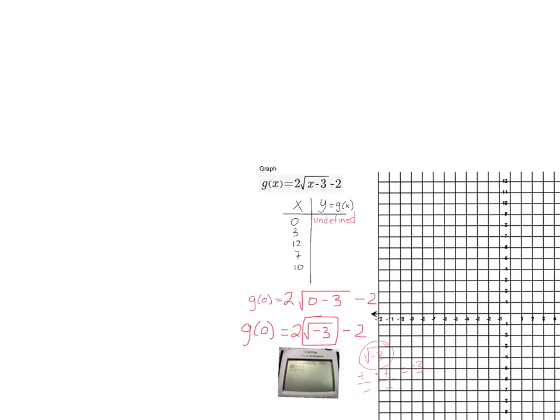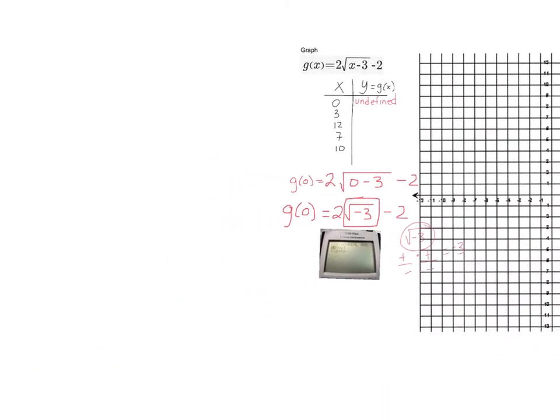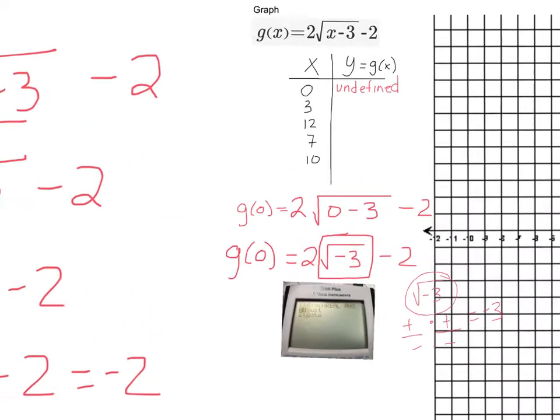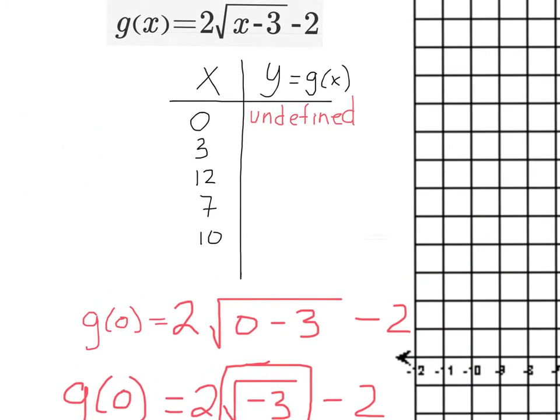So let's plug 3 into the function. So I've got g of 3 is 2 square root of 3 minus 3 minus 2. So that's 2 square root of 3 minus 3 is 0 minus 2. Well, the square root of 0 is 0. So it's 2 times 0 minus 2. 2 times 0 is 0 minus 2, which equals negative 2. So when I input 3, my output is negative 2.